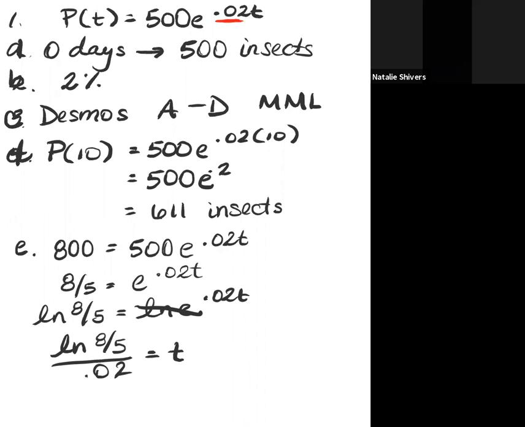So the ln of 8/5 divided by 0.02. I just looked at my notes. No, sorry, not that. The 8/5 is 1.6. So it is a nice number. Sometimes it's not, so you could put it in as a decimal. So I get 23.5, and asked to go to the nearest 10th, 23.5 days is how long it will take to reach 800 insects. The last question asks, when will the insect population double?